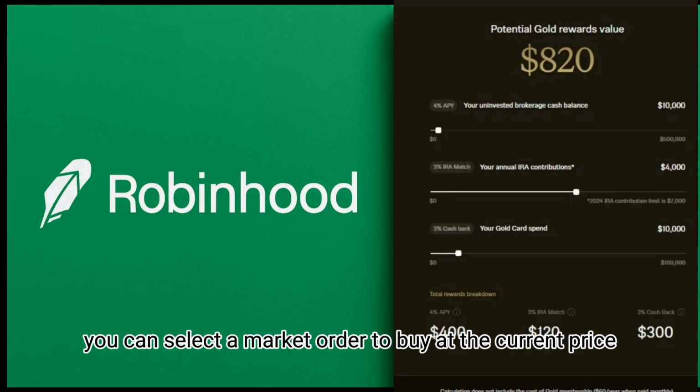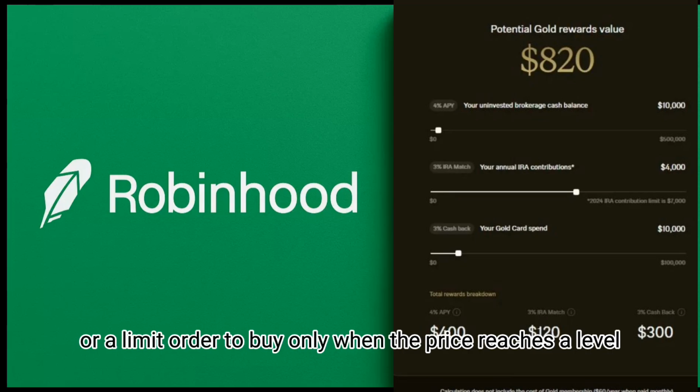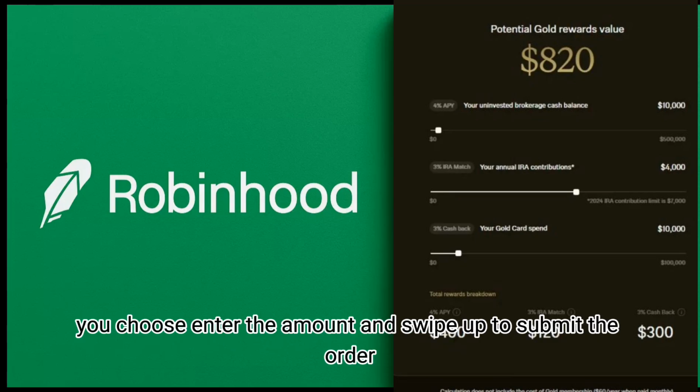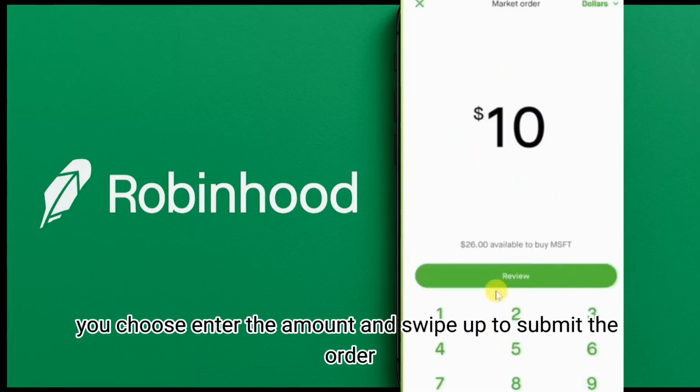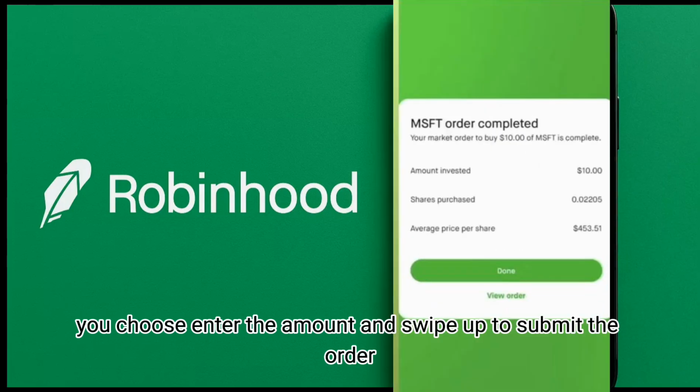You can select a market order to buy at the current price or a limit order to buy only when the price reaches a level you choose. Enter the amount and swipe up to submit the order.